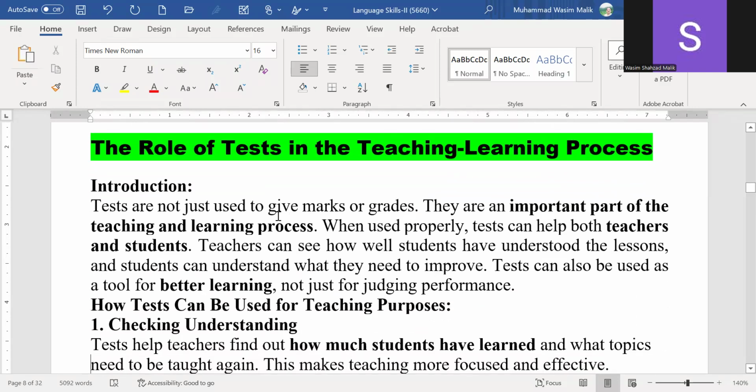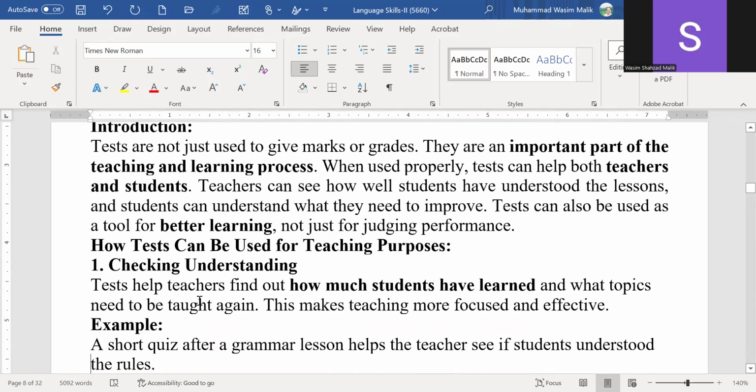Tests are not just used to give marks or grades. They are an important part of teaching and learning process. When used properly, tests can help both teachers and students. Teachers can see how well students have understood the lesson, and students can understand what they need to improve. A test can also be used as a tool for better learning, not just for judging performance.